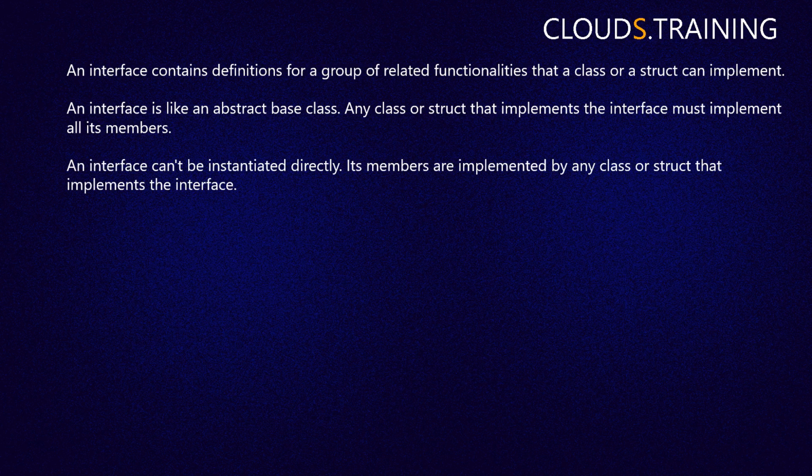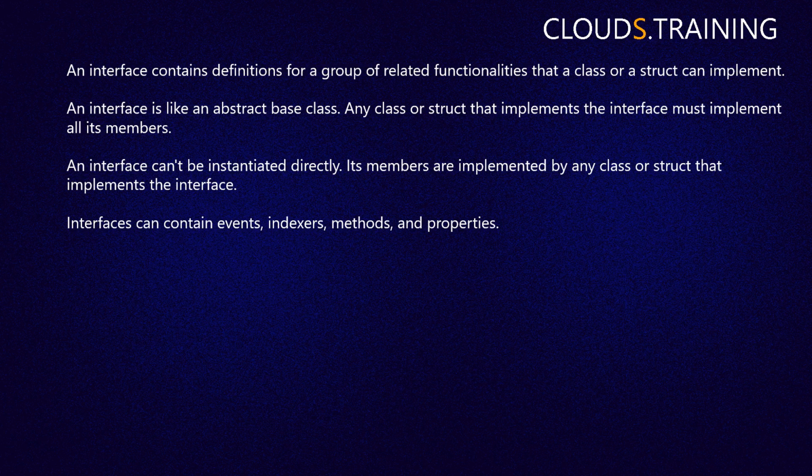An interface can't be instantiated directly. In the same way, we cannot instantiate an abstract class. Interfaces also cannot be instantiated on their own. So we need to implement it by a class or structure that implements the interface and create the instance of that class.